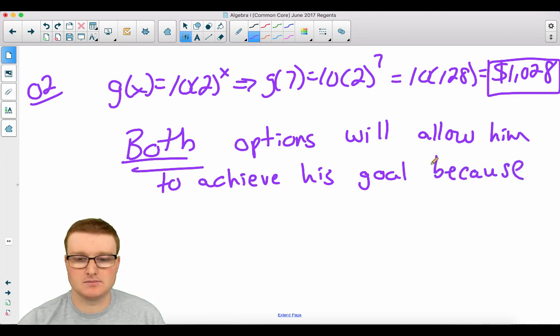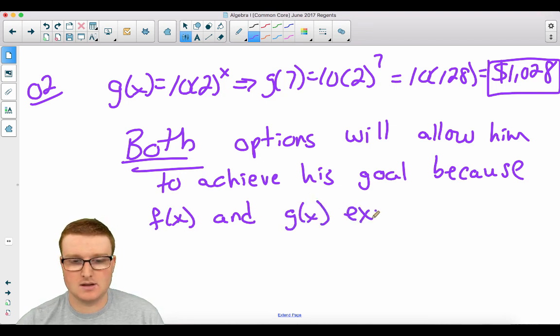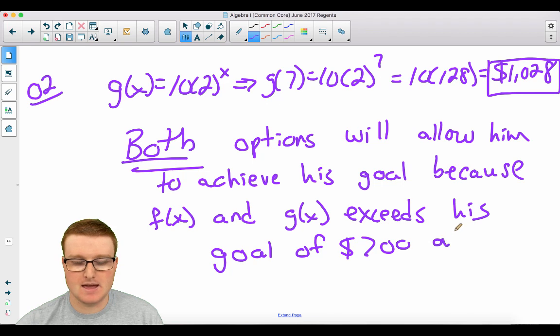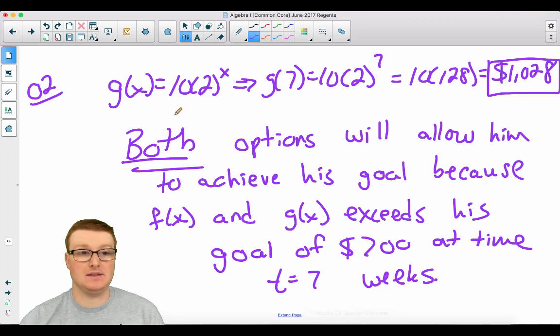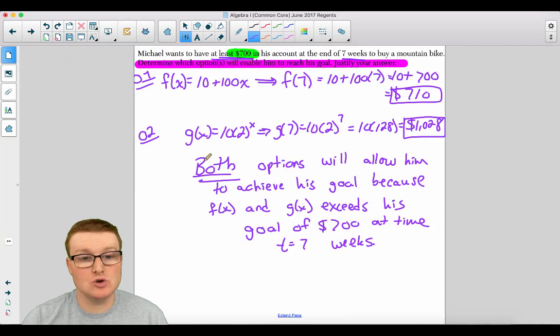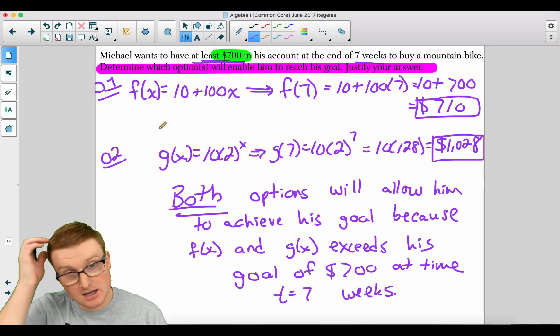because f of x and g of x exceeds his goal of $700 at time t equals 7 weeks. All right, that's how you do that question. That's how you do that follow-up question. Not too bad. Not too bad.